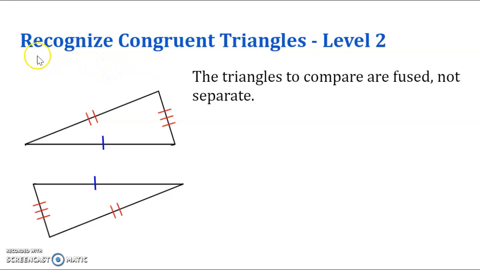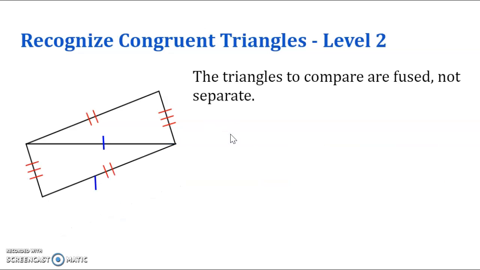So where we left off was to recognize congruent triangles level 2. We're going to bring it up a notch and look at some more complicated shapes. If you are given this shape, what are we told? We're told that this side and this side are congruent. This side and this side are congruent.